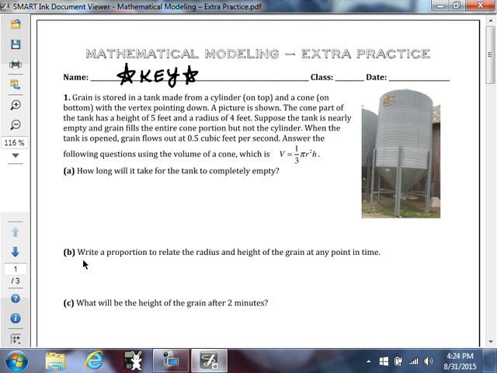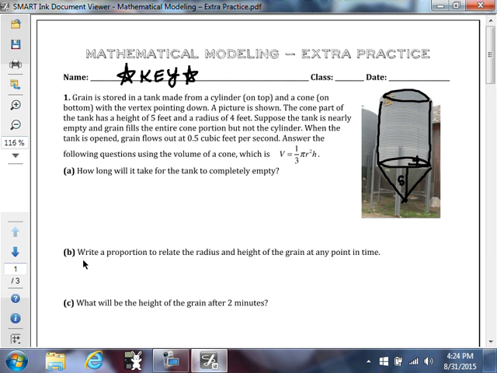So it says grain is stored in a tank made from a cylinder. So this portion is a cylinder. And a cone. So this portion down here is a cone, with the vertex pointing down, a picture is shown. The cone part of the tank has a height of 5 feet and a radius of 4 feet.